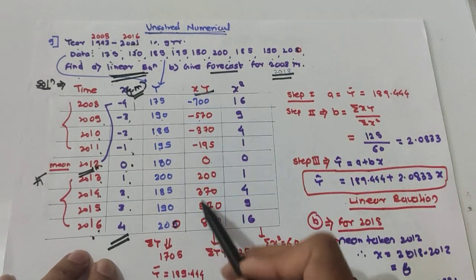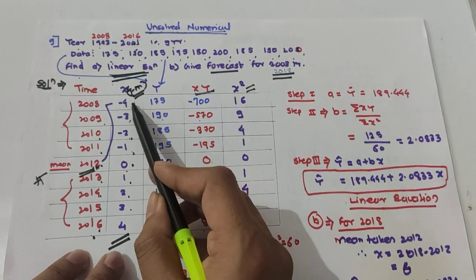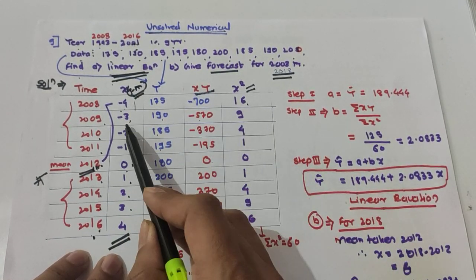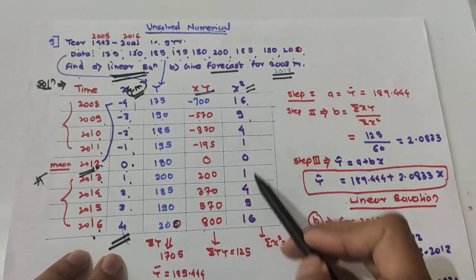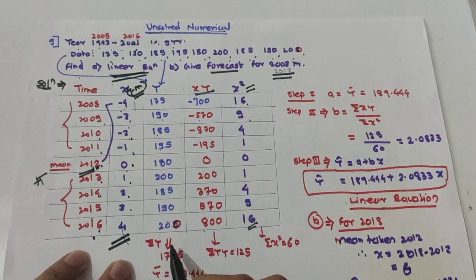Once you calculate xy, you also have to calculate x square. We have already calculated x, that is t minus m, so just square it. Minus 4 square is 16, minus 3 square is 9. Similarly you calculate the rest, and 4 square is 16. After drawing the table, you have to calculate the summation of all columns.